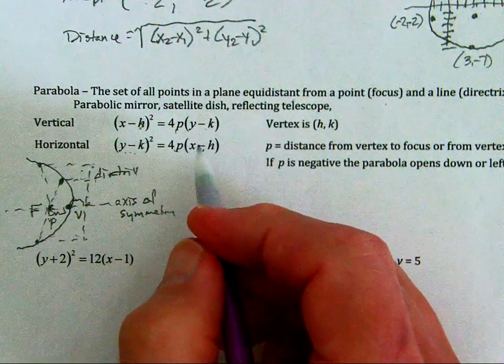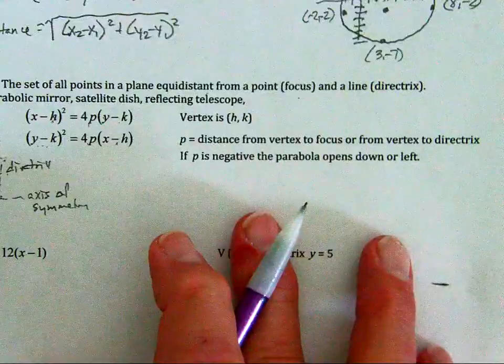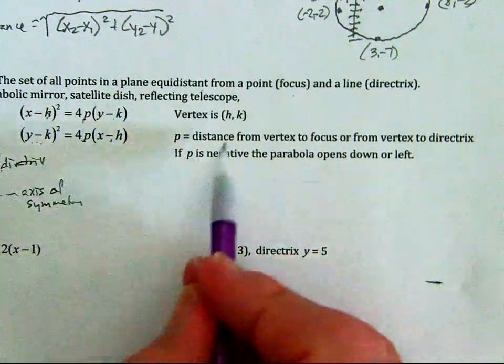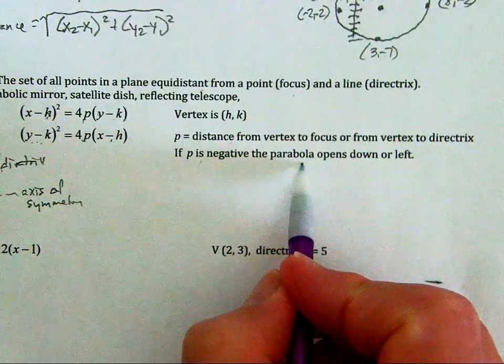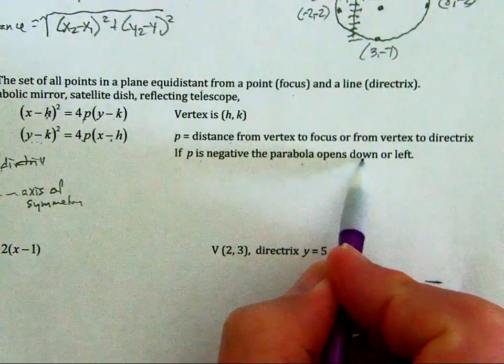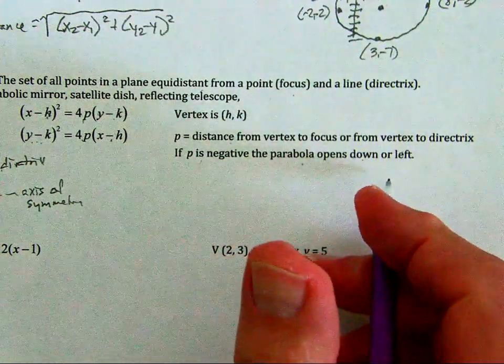If P is positive, it opens up if it's vertical. It opens right if it's horizontal. If P is negative, it opens down if it's vertical. It opens left if it's horizontal. So that kind of tells you where your parabola goes.